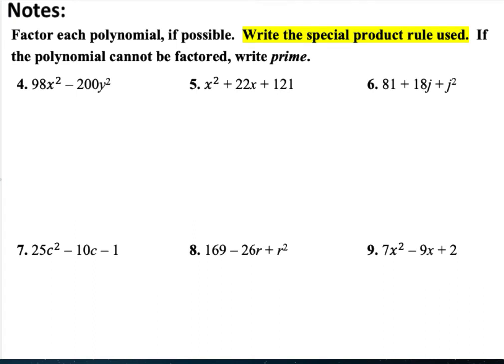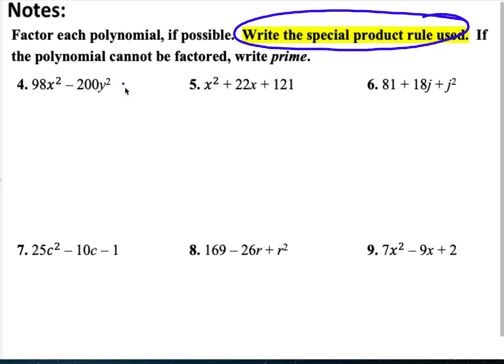All right, so let's see a couple of these. For each of these, we're going to factor the polynomial if possible, and then tell me which rule we used. It might be today's rule, it might be yesterday's rule, okay? It can depend. So first one, 98x squared minus 200y squared. So this tells me that I might want to look at using the difference of squares. That's what we were doing yesterday, because I don't have a middle term.